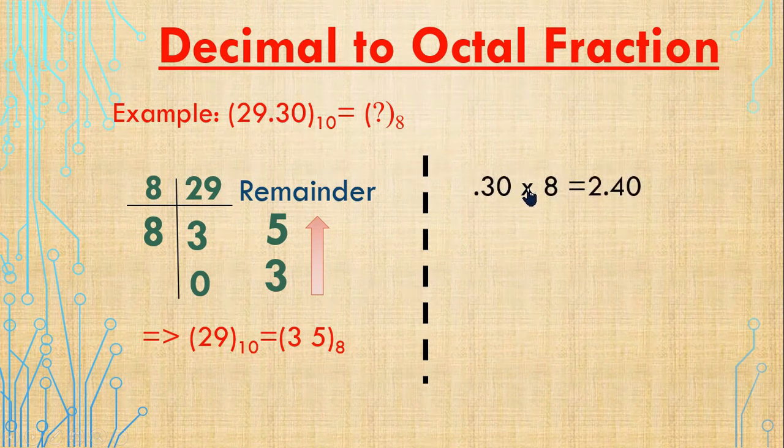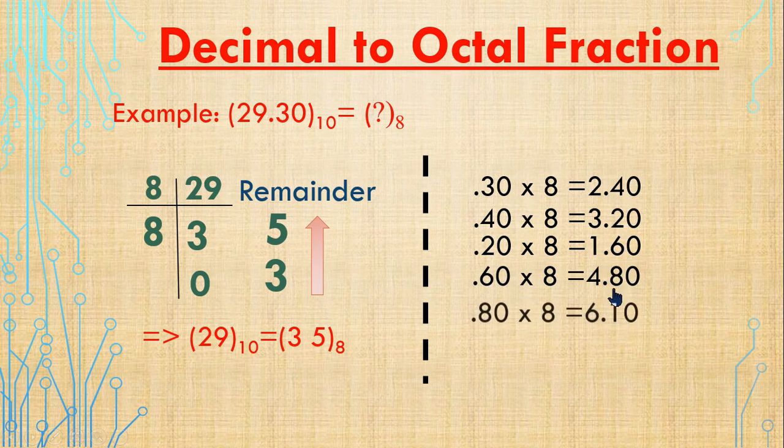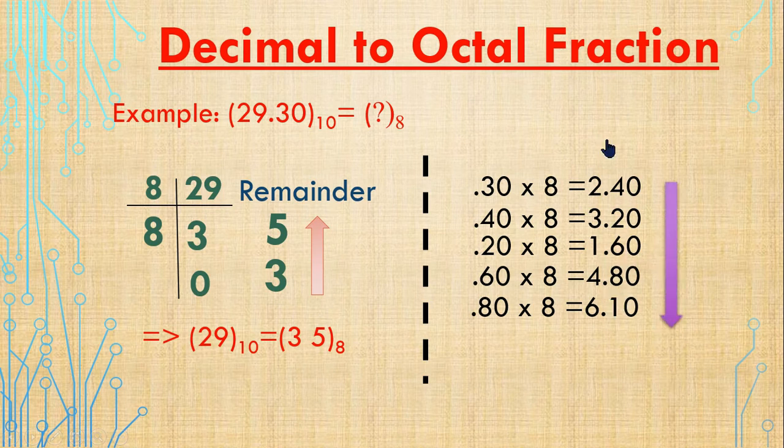We have 0.30 times 8, we have 2.40. We consider the fraction again, which is 0.4 times 8, we have 3.2. 0.2 times 8, we have 1.6. 0.6 times 8, we have 4.8. Considering just the fraction, we get that. Now we already have up to 5 decimal places here. We can end at that level, and we read the results as we earlier said from top to bottom.